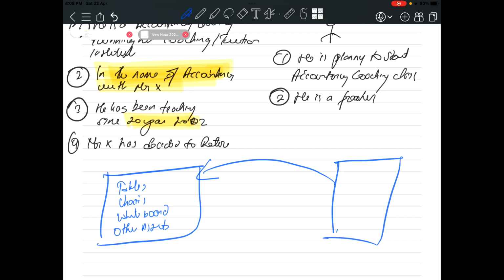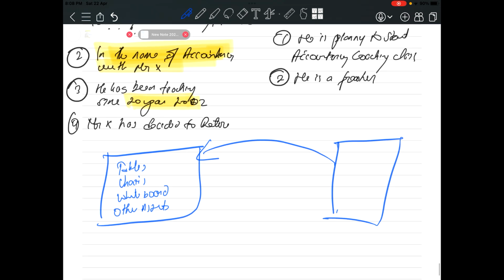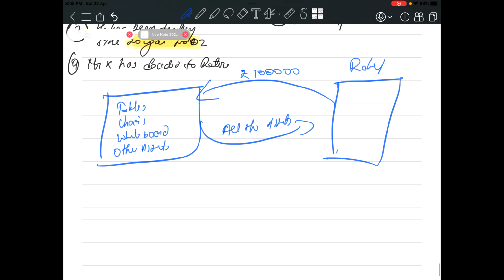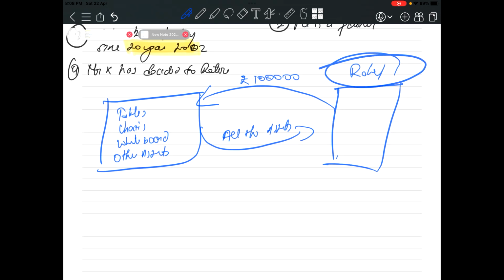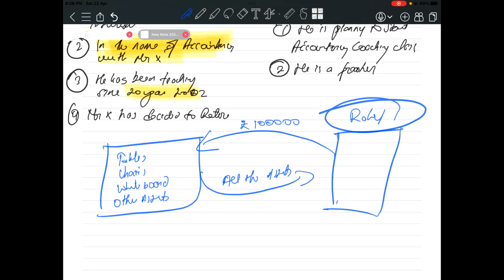So Rahul went to Mr. X and said that I want to buy all your assets. Mr. X said, okay, the value of these assets is rupees 1 lakh. So Rahul gave Mr. X 1 lakh rupees, and Mr. X gave Rahul all the assets. Now what will be the journal entry in this case? Forget about the journal entry, let's just talk about the concepts only. Now Rahul has purchased assets worth rupees 1 lakh.